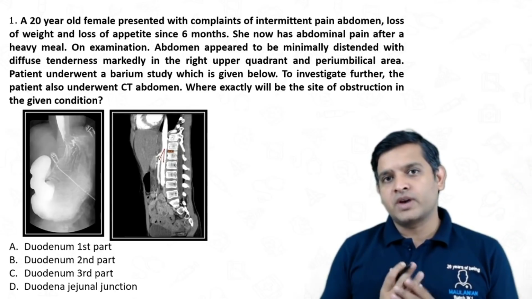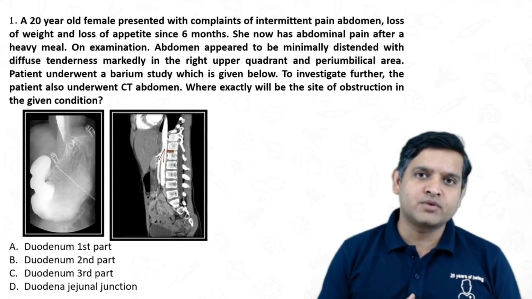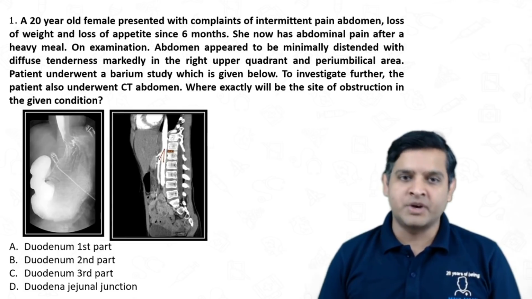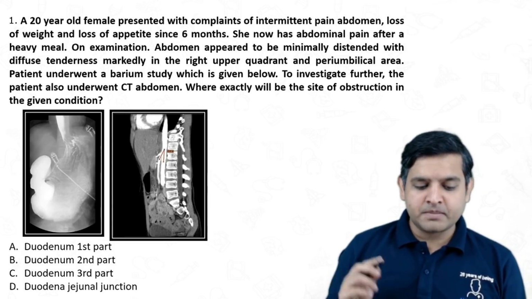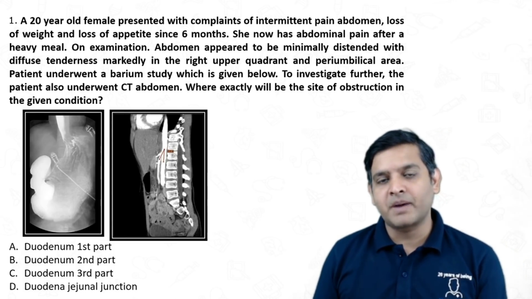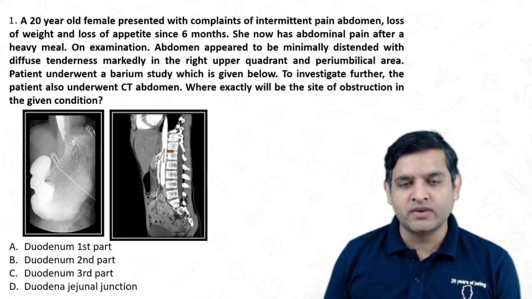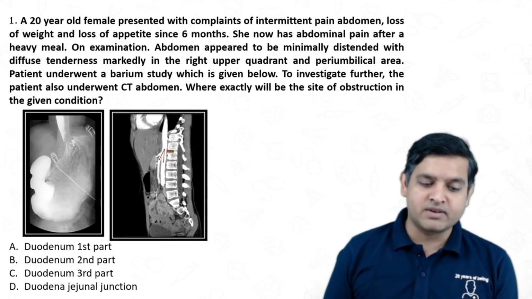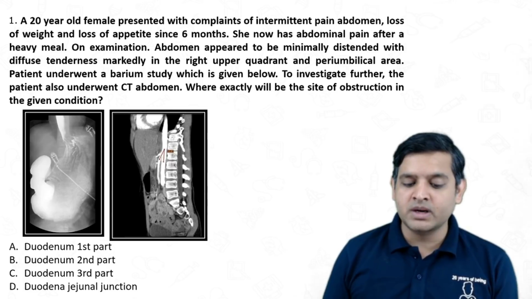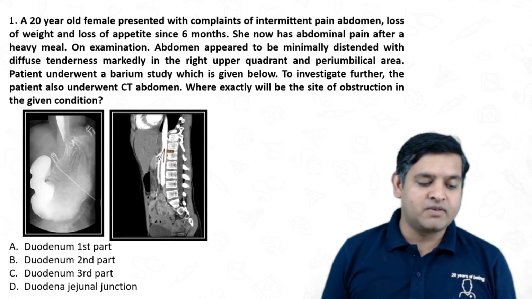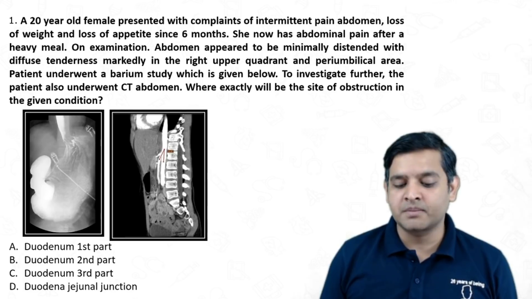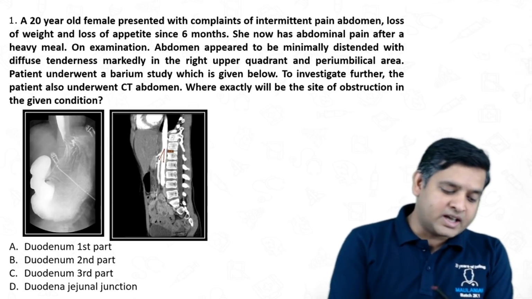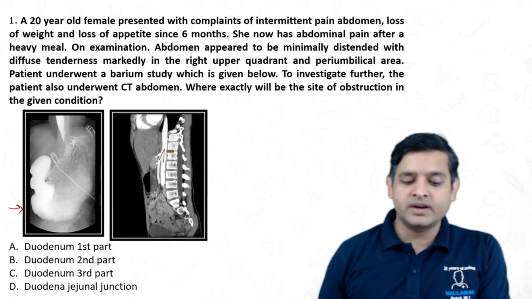This is a typical way that is expected in the future exam when you have got a big stem of the question and images. A 20-year-old female presented with complaint of intermittent pain abdomen, loss of weight and loss of appetite since 6 months. She now has abdominal pain after a heavy meal. On examination, abdomen appeared to be minimally distended with diffuse tenderness in right upper quadrant and periumbilical area. Patient underwent a barium study and the study is given to you here, which is given below.